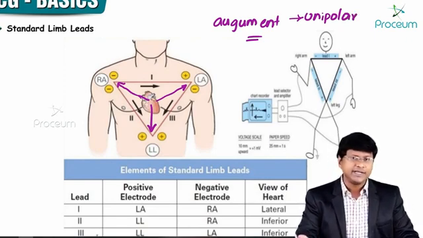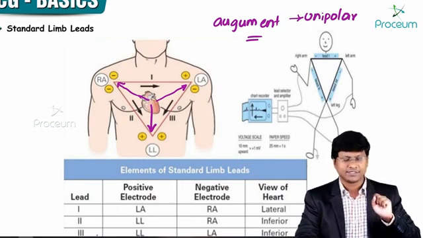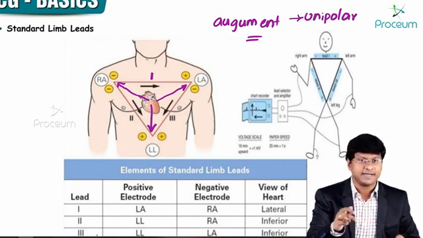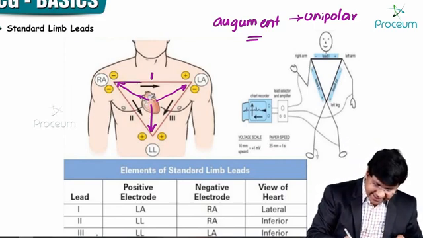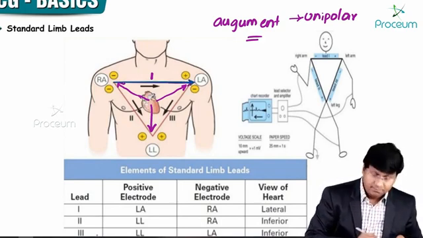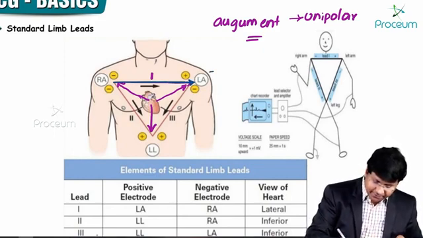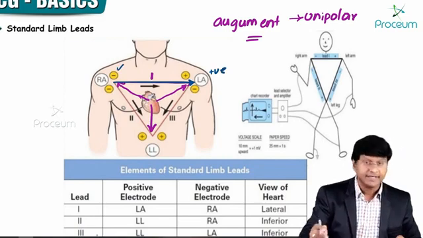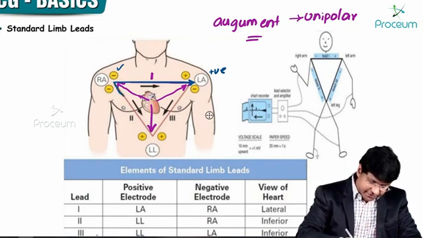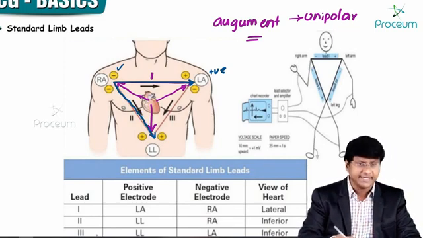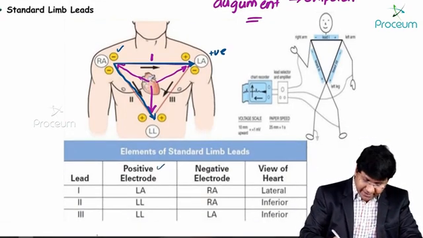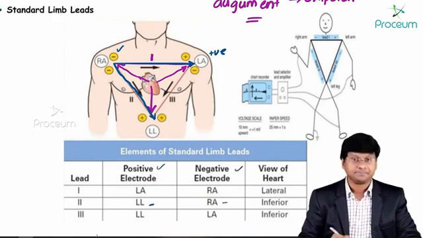And to tell you in detail about the limb leads, what did I tell you? Limb leads are bipolar leads. You take lead 1. Lead 1 measures the potential difference between the right arm and the left arm. So it is in this direction. That means the left arm will be positive and the right arm will be negative. And you take lead 2. Lead 2 measures the potential difference between the right arm and the left lower limb, so the positive electrode will be the left lower limb and the negative electrode will be the right arm.